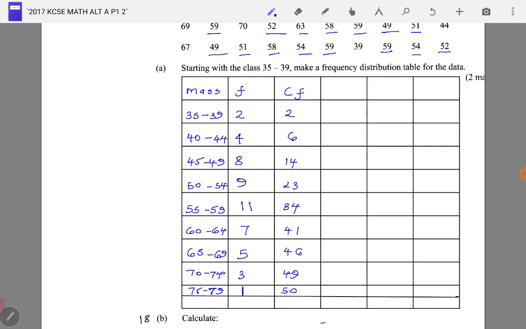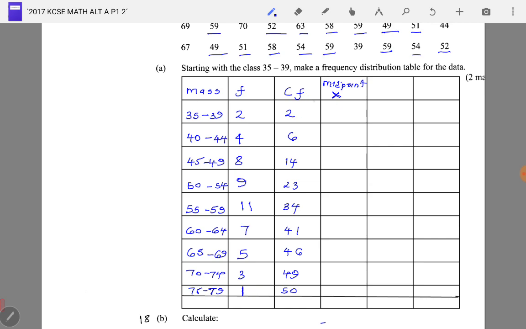Likewise, because we are going to get the mean of the data, it is important to work with the midpoint, not just the mass classes as indicated in this table. So we can have our midpoint, and we call it x. To get the midpoint, you get the lower class boundary plus the upper class boundary divided by 2.